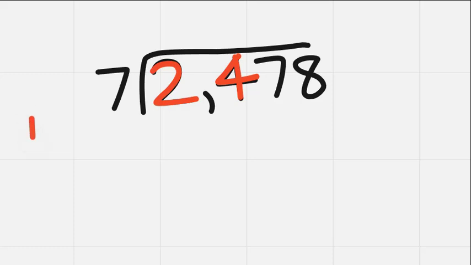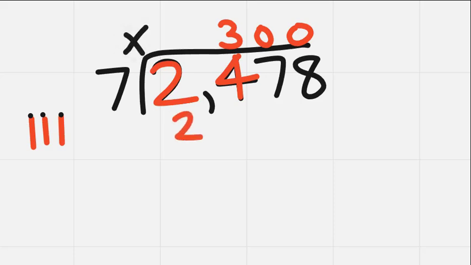Let's count. 7, 14, 21, 28. 28 is too high, so we'll go with 21. That's 1, 2, 3 sevens. So we're going to put a 3 straight up above where the 24 is. We can also put zeros as placeholders. So now we multiply.